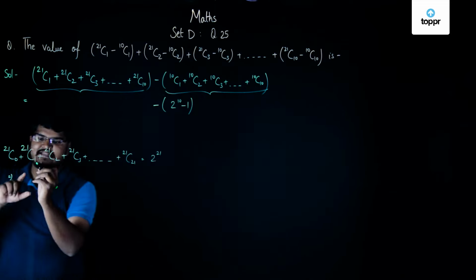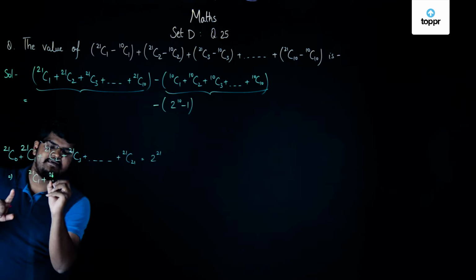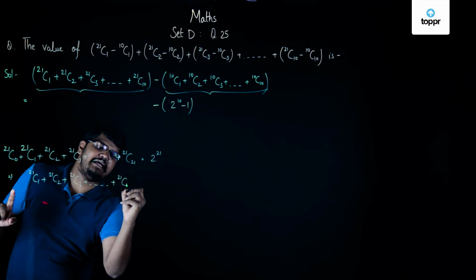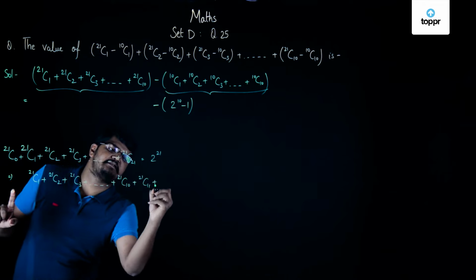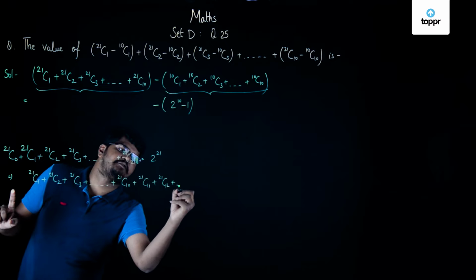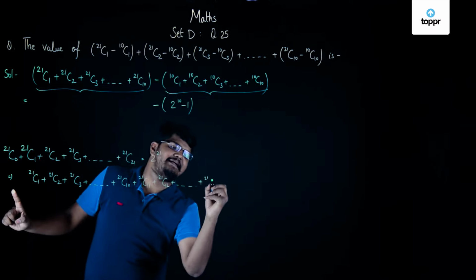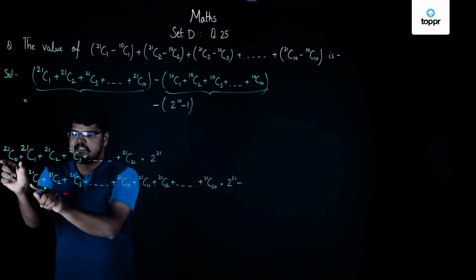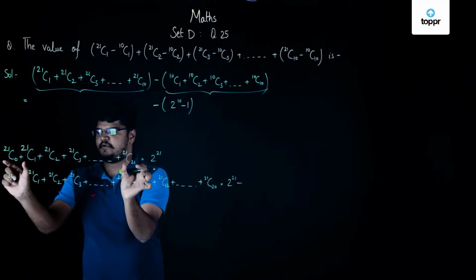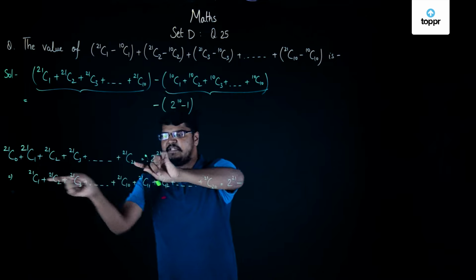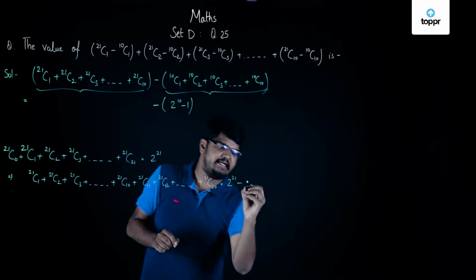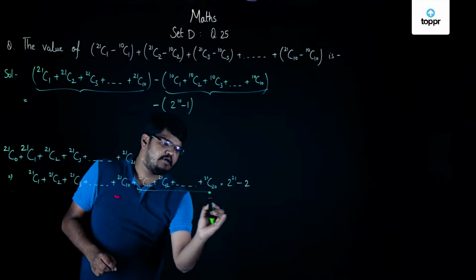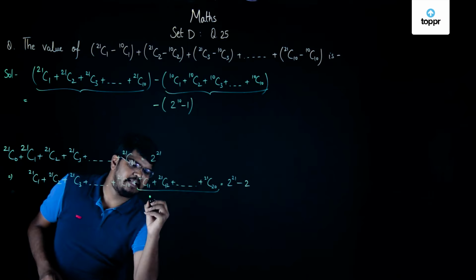Now we know that 21C1 plus 21C2 plus 21C3 and so on up until 21C10 plus 21C11 plus 21C12 and so on up until 21C20 will be equal to 2 raised to the power 21 minus 2. We have not considered 21C0 and 21C21 here because both these values are 1, so we take both these values to the right hand side and it becomes minus 2.